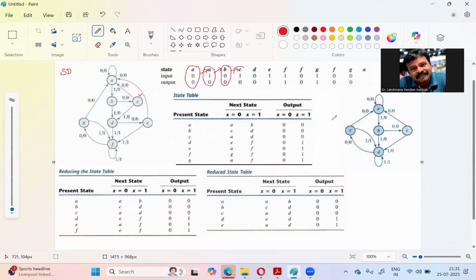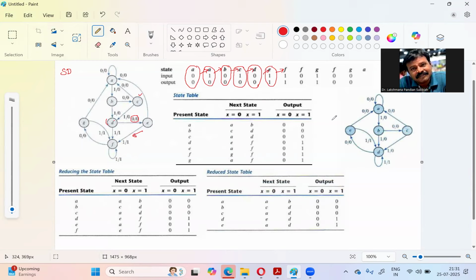Then we are having C by input 1, it will transit to D, the output is 0. So that is here, 1/0 input, output, it will transit to D, a new state. Then from D by 0/0, it will go to E state. So here you draw another state E, then by 0/0. And then from this state E by input 1, it will go to F state. So this is E to F.